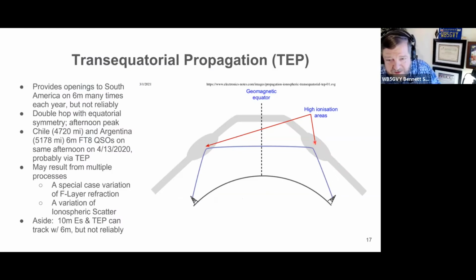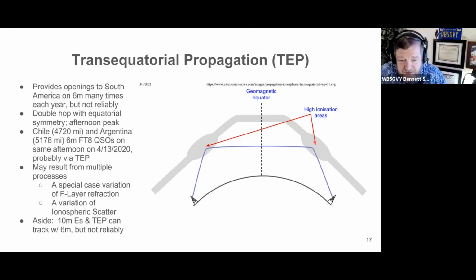Another propagation mode is called trans-equatorial propagation, or TEP. For people in the United States, this provides openings to South America. This happens many times each year, although not reliably. It's considered to be a double hop where there's equatorial symmetry. There tends to be a peak in the afternoon. I worked Chile and Argentina in April of 2020, and that was probably trans-equatorial propagation.